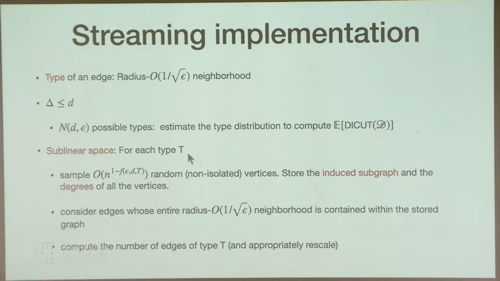Then you compute the number of edges of that type and appropriately rescale based on what the probabilities are and stuff like that. But at least the high-level idea is very similar. Again, here you will have some kind of dependence between edges. You're not going to have perfect independence, but because they are bounded degree graphs, again, the variance is going to be bounded. You use something like Chebyshev to show concentration. Okay.